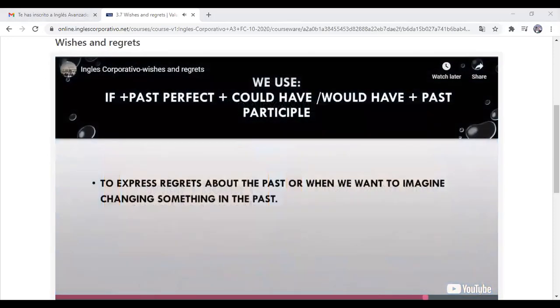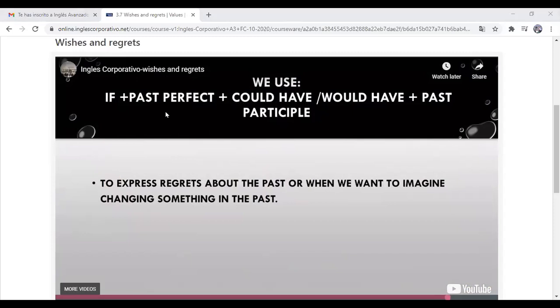We use if plus past perfect plus could have or would have plus past participle to express regrets about the past or when we want to imagine change. Okay, how do you say si me hubiera levantado más temprano? If I were. No, past perfect. Use the past perfect. If I would have waken up.